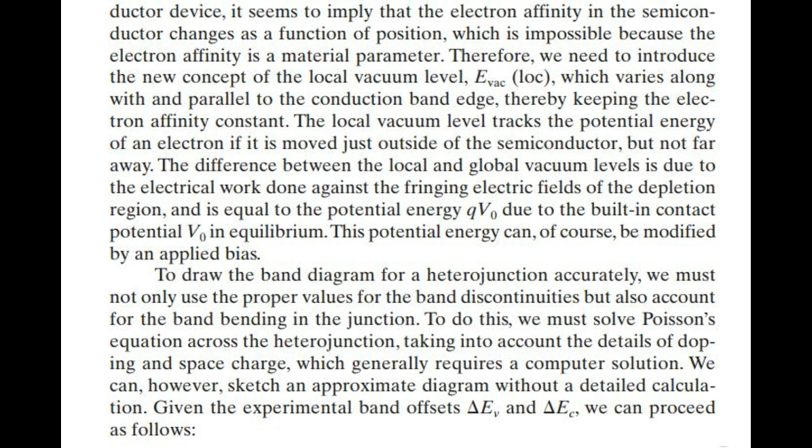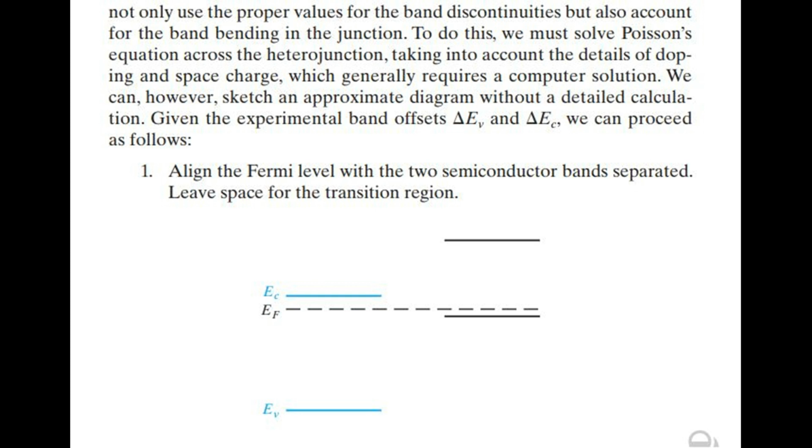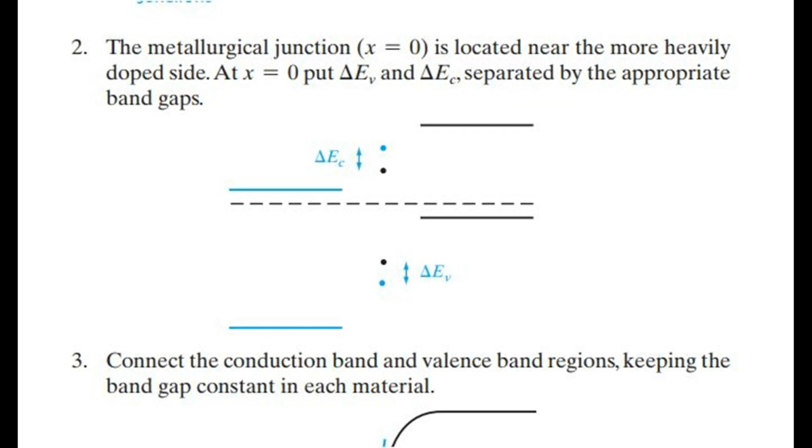Given the experimental band offsets ΔEV and ΔEC, we can proceed as follows. 1. Align the Fermi level with the two semiconductor bands separated. Leave space for the transition region. 2. The metallurgical junction, x equals 0, is located near the more heavily doped side. At x equals 0 put EV and EC, separated by the appropriate band gaps. 3. Connect the conduction band and valence band regions, keeping the band gap constant in each material.